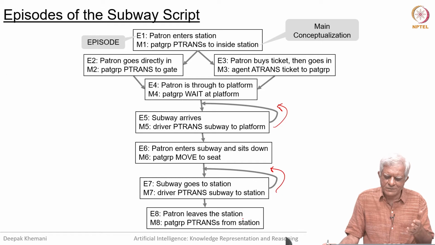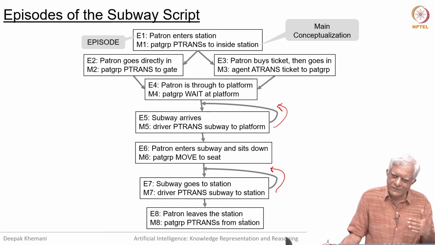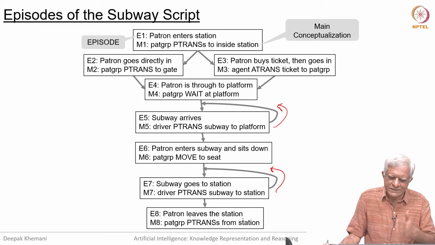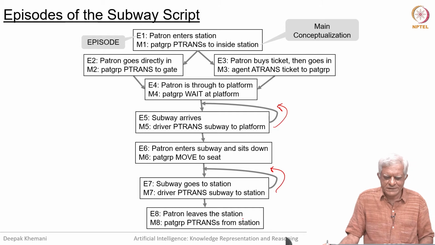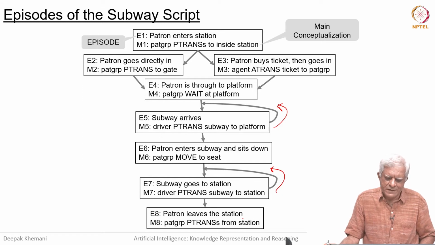Then you go to the platform and wait. A train comes. If it is not your train, you wait for the next train to come, and so on. At some point, you get into your train, then you wait for your destination to arrive, and when it arrives, then you get off and leave the station. And this is a typical subway script. By subway, we mean metro essentially. Metro, like local trains as we call them in many places.